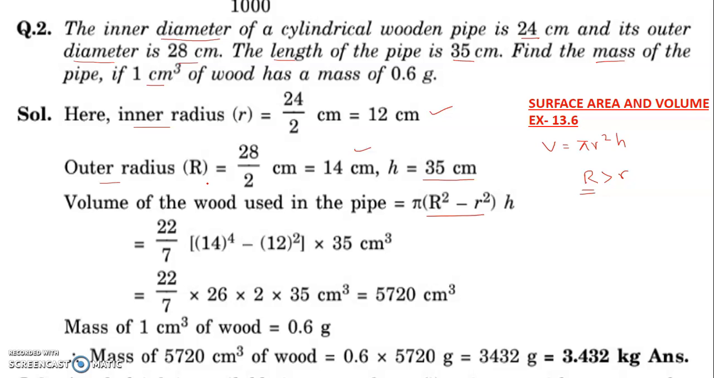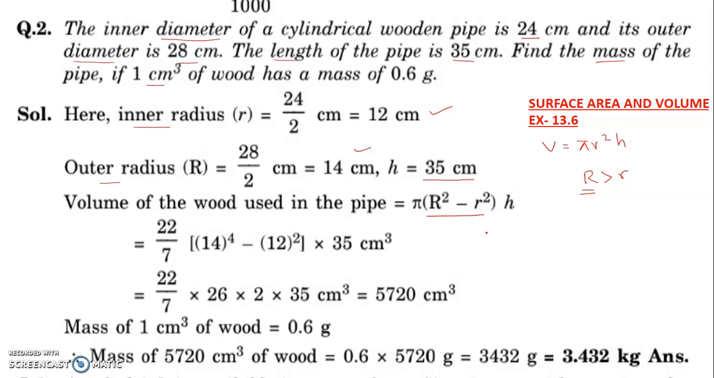See here, capital R is how much? 14. And small r is 12. So capital R is greater than small r. So it is the same thing, the only difference, students, you have to keep in mind, is that R square minus r square will be used. So pi R square minus r square into h. What is the value of pi? 22 by 7. R is 14 centimeters, so 14 square minus 12 square. And what is the value of h?